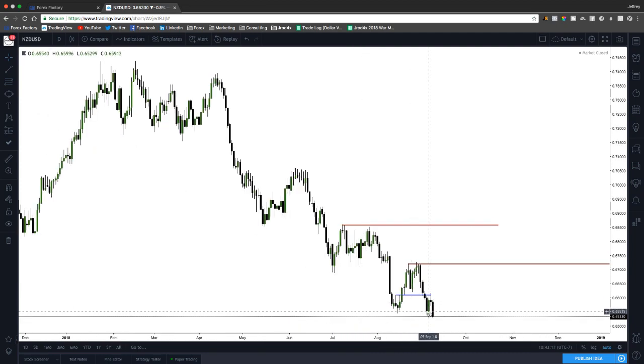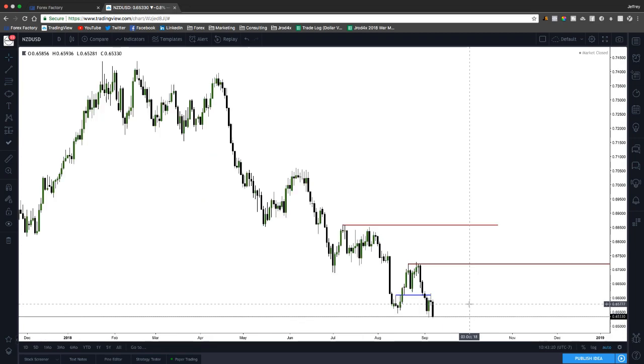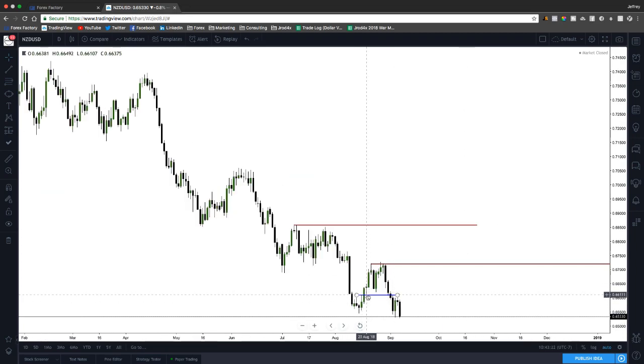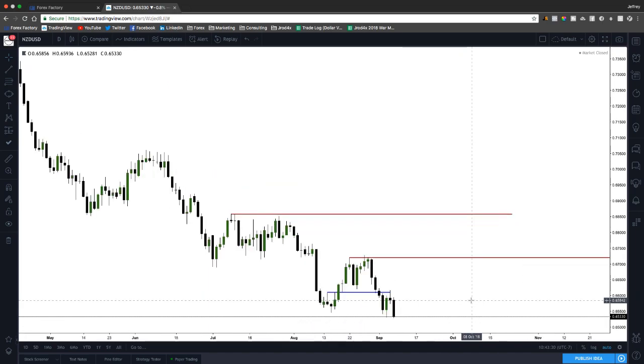NZDUSD, basically the same thing. We had this ICT bullish order block mapped out. As you could see, we did not hold support there. We traded through it, traded back up, and held it as resistance, which again is so key, guys.